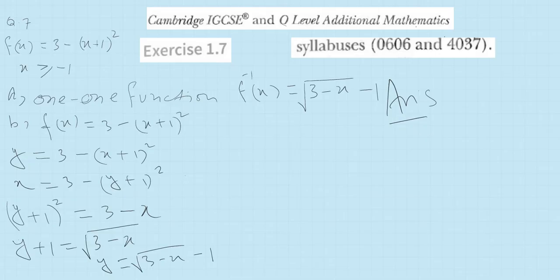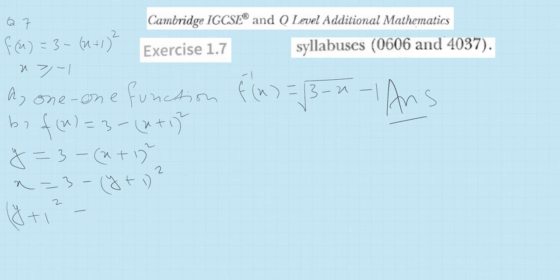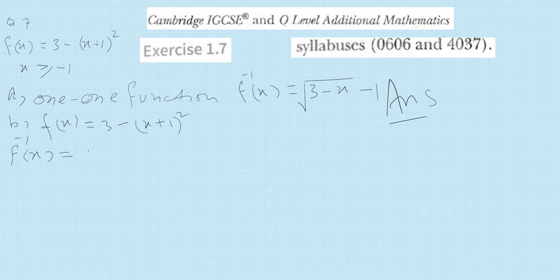Because I need more space for drawing the graph, I am just rubbing this. So this is the answer of part B, which I am going to write over here. f inverse x is equal to 3 minus x root minus 1. Okay.